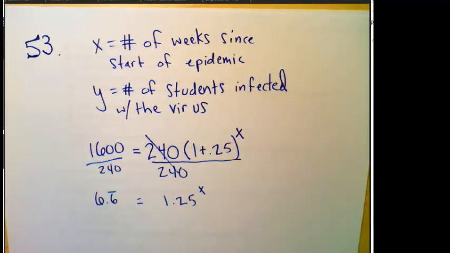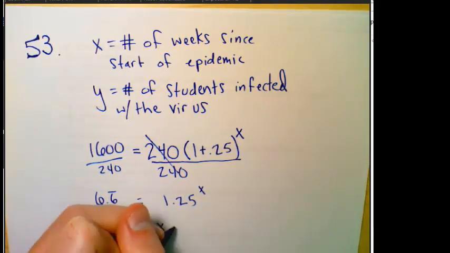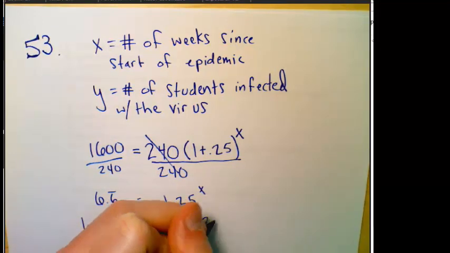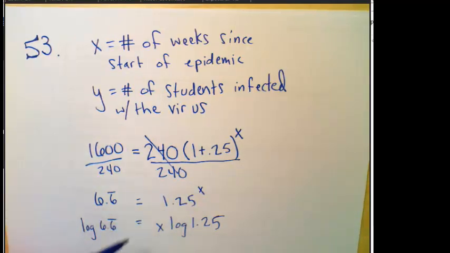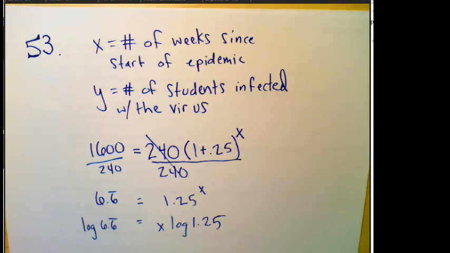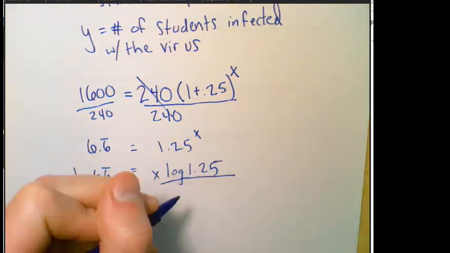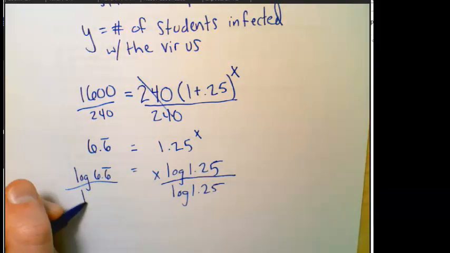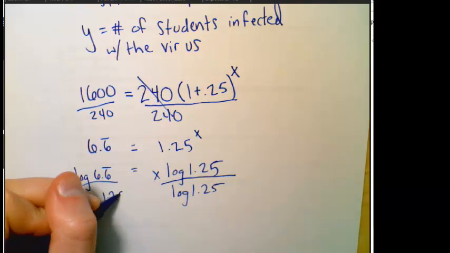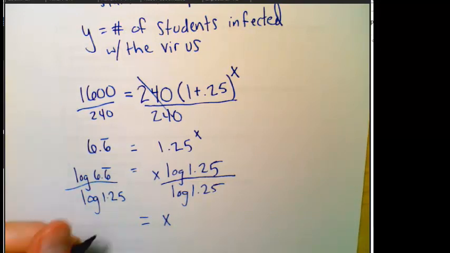Now we are going to use logs, so we're going to take the log of both sides. So log of 6.6 repeating is equal to x log of 1.25. Now I use the property that when you take the log of something raised to a power, you can put the power out in front of the log. Now I'm going to divide both sides by log of 1.25. And when I do that, I find that x is equal to approximately 8.5.